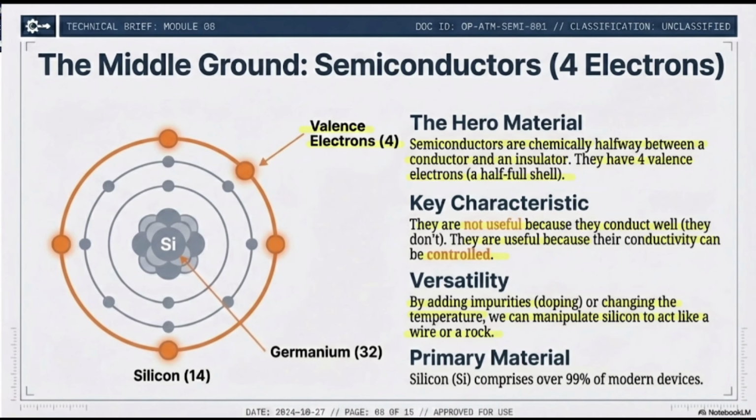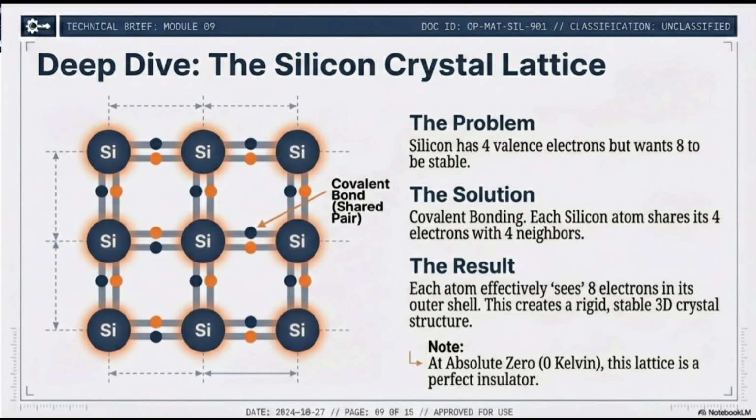What can we do in order to have our silicon, which at this point is considered a semiconductor, at one point act as a wire and at another point act as a rock? The primary material that we're going to use most of the time is silicon. So let's take a little bit of a deep dive and see what the silicon crystal lattice is, what it means for electrons, and so on.